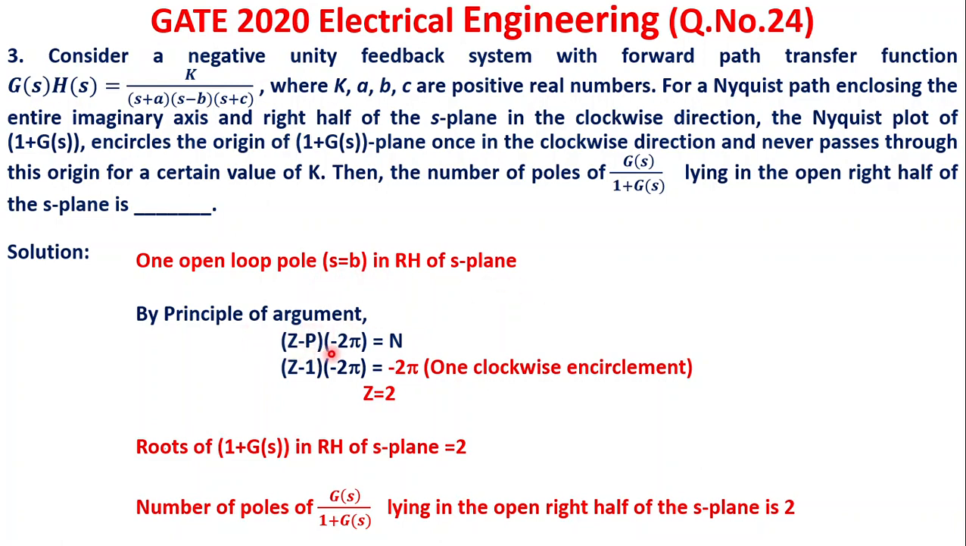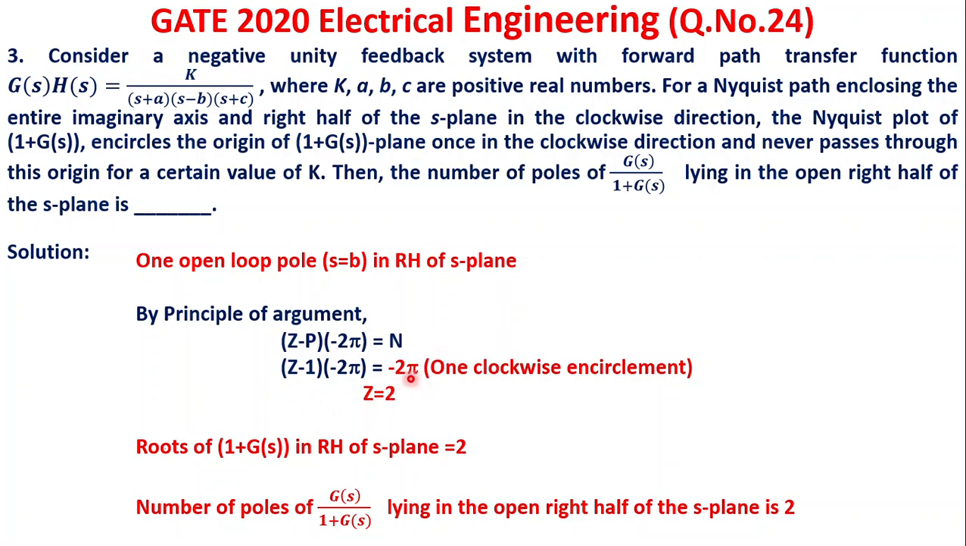By the principle of argument, (Z minus P) into minus 2 pi equals N. So we have one pole in the right half of the S plane, and we are given that it is encircling the origin in the clockwise direction. Encircling the origin once in the clockwise direction means minus 2 pi, because minus 2 pi we say is one clockwise encirclement, that's all. Therefore (Z minus 1) into minus 2 pi equals minus 2 pi. What value of Z satisfies this relation? Only when Z is equal to 2 will this relation be satisfied.